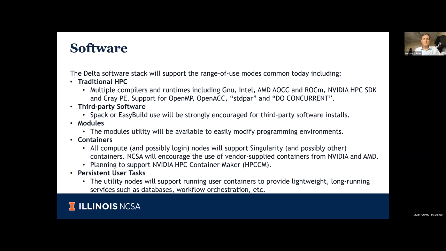We are going to also make easily available vendor supplied containers from NVIDIA. Many of you know NVIDIA has a large repository of Docker and Shifter container images for their software, that are the applications that they ported over, or have worked with the community to port over, and AMD is starting to do that as well. And we also plan to make use of NVIDIA's HPC container maker so that once you're on Delta, you can make images that make it easier to deploy your software. And as mentioned several times, we will be looking at support for persistent user tasks on utility nodes to help with workflow orchestration, long-running services, perhaps databases, or also for more unusual data transfer requirements.